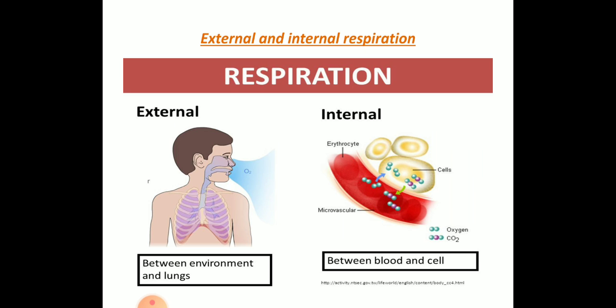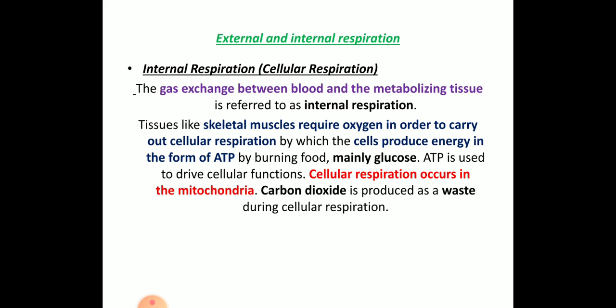Now coming to the main concept, external and internal respiration. External respiration takes place between the environment and the lungs. But internal respiration, what happens? It takes place between the blood and cells. Oxygen is given out and carbon dioxide is coming out. That is how internal respiration takes place. And you also have cellular respiration. We'll see in detail.